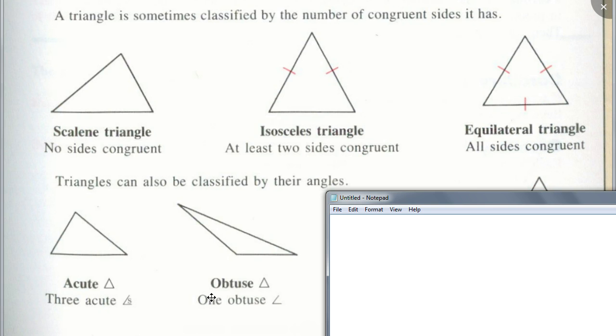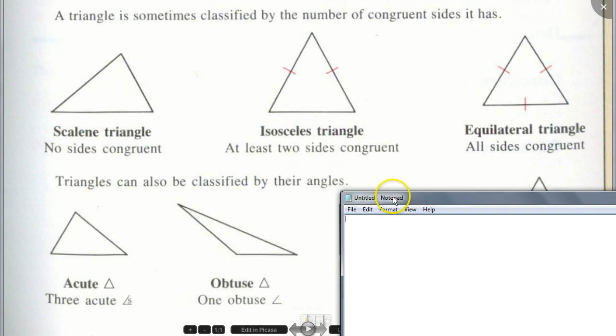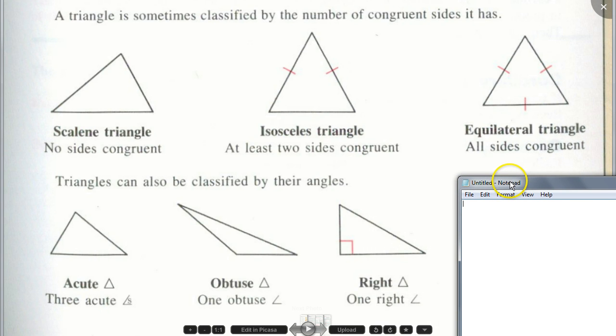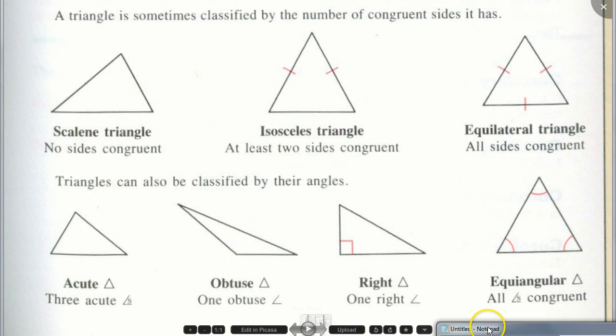What if one of the angles is a right angle? Tony. It's a right triangle. Exactly right. Now, what about all angles are congruent? Anybody know what the name of this triangle is? How about Young? That's exactly right. Equiangular. Does that make sense?